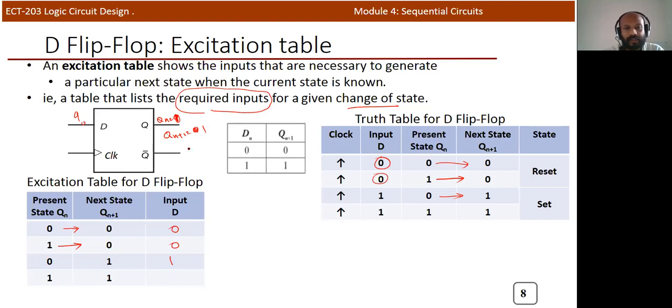And next, Qn is 1, next state is 1. So 1 to 1, what should be the D input? That is 1. This table is known as an excitation table, but normally we'll write it in sequential order: 0, 0, 0, 1, 1, 0, 1, 1, which will be better. Qn, Qn plus 1 and D input. To get 0 to 0, it's 0. From 0 to 1, D input is 1, 1 to 0 it's 0, and 1 to 1 it's 1. This will be better for the excitation table.